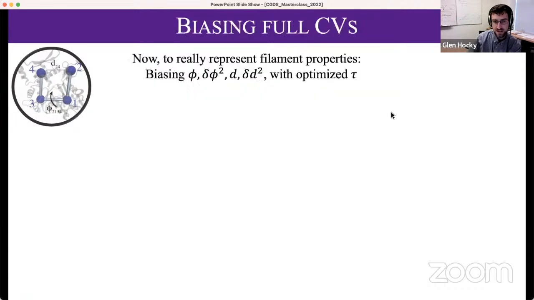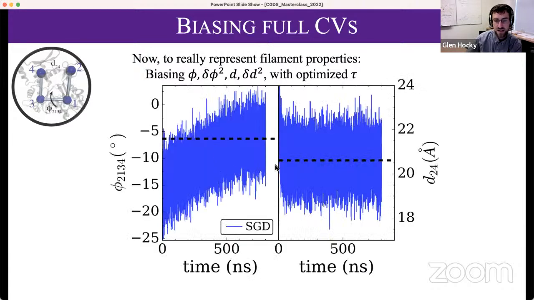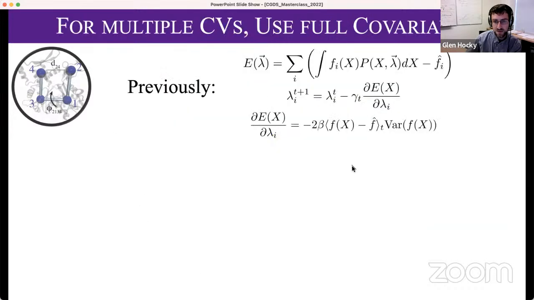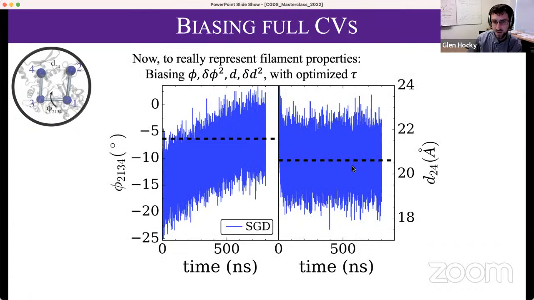which is something you can try out in the exercises. Now, next, in order to represent the filament properties, what I wanted to do was bias this angle and distance and also the variance of the angle and distance. And so for the stochastic gradient descent method, I was able to do that for this elastic network model with this shorter time, and it worked okay. But I wanted to be as fast as possible. You can see that this is, maybe this is atomistic and it's sort of working, or this is a long coarse-grained simulation, actually.